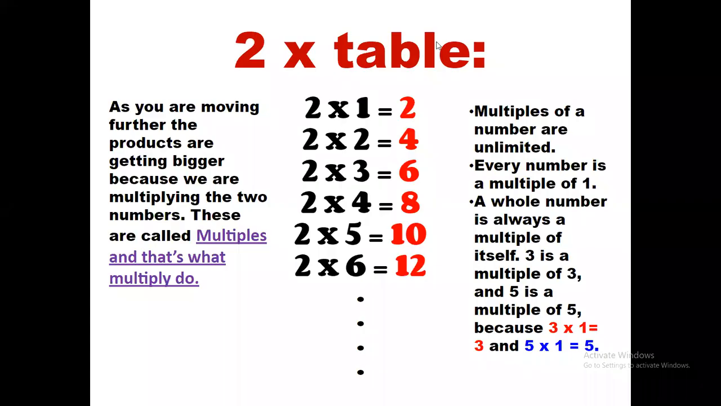Let's take one more example over here. I ask you, tell me the first 3 multiples of 3. So what will be those 3 multiples? The first one is 3, then 6, and then the third will be 9.